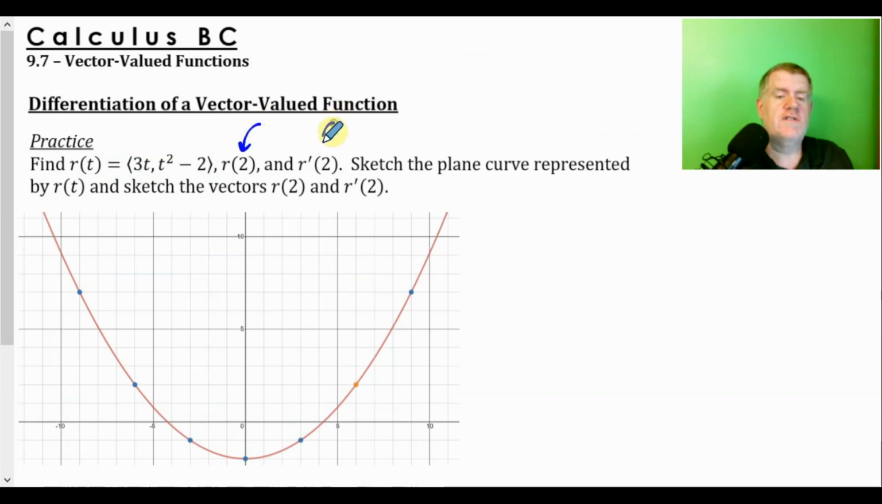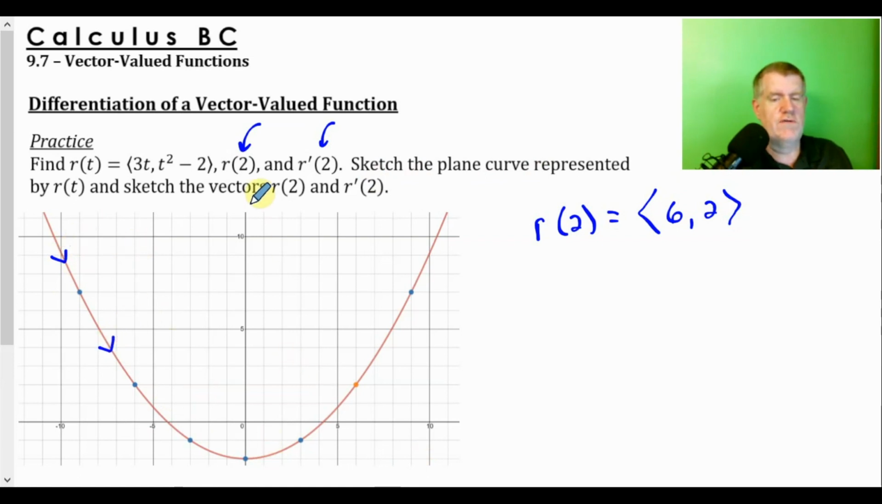these two parts. So the vector evaluated at time t equals 2 would be 6, 2, since 2 squared minus 2 is 2. So that vector valued function, which is represented by this curve, oh, it didn't put a direction, but I know it's going this way. Because I know when t is 0, we're here, and I know that when t is 2, we're going this direction. Okay.